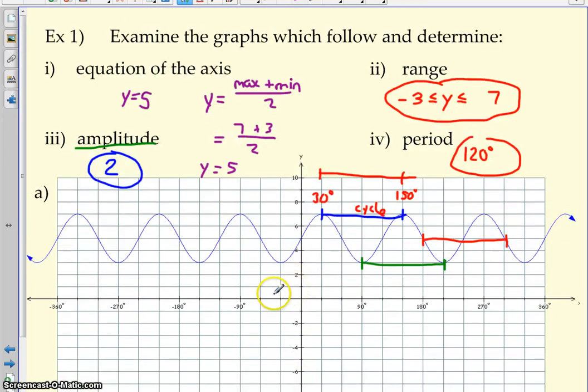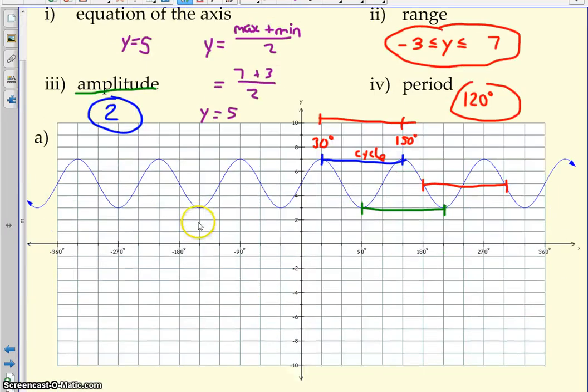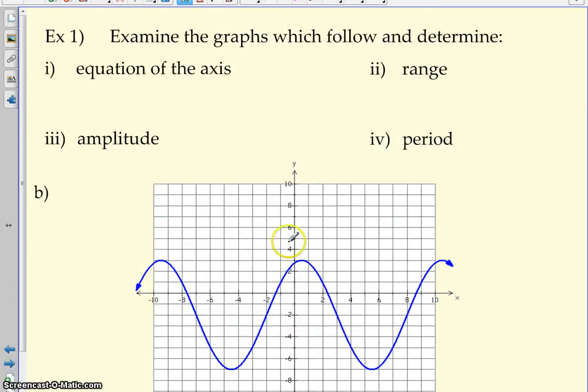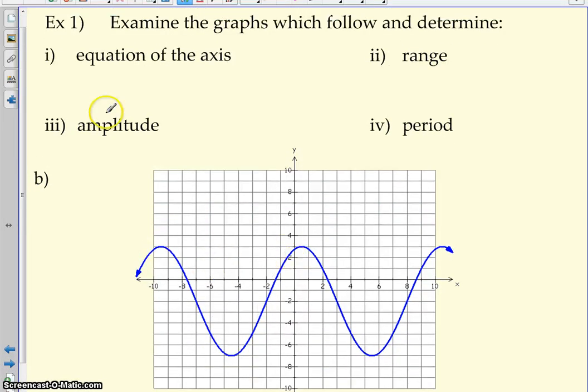So again, that's just looking at a graph and getting all the main features of it. There's one here I'd like you to try on your own. So look at the graph, try and find all these four pieces of information, and push play when you're ready to go through it together.